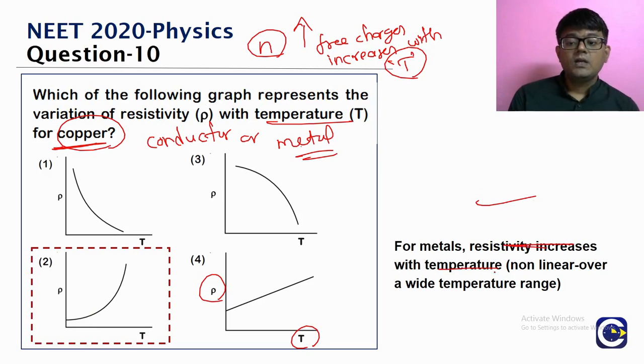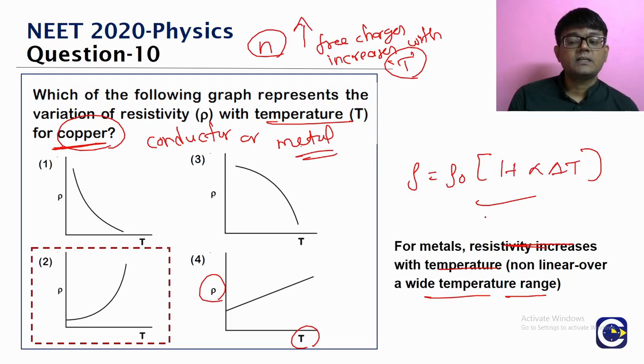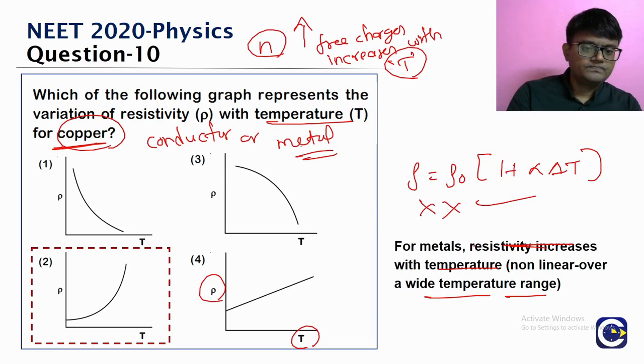But over a small range of temperature, we might see a sort of linear relation. Rho is equal to rho naught into 1 plus alpha delta T. Like that we will represent the temperature effect on the resistivity value. But if you look at a long range of temperature, it will not be a linear relation, it will be a non-linear relation. So what is the correct answer for this? It is option 2.